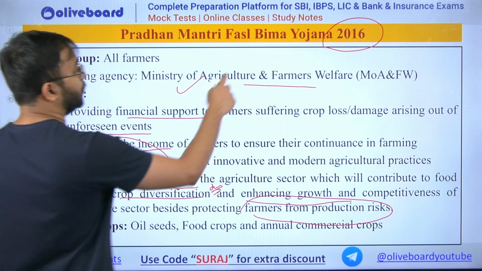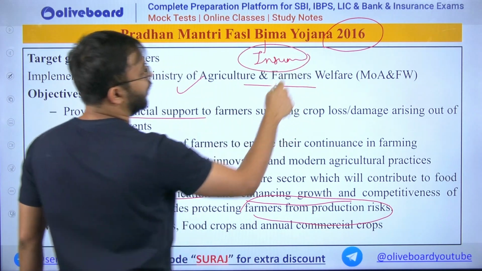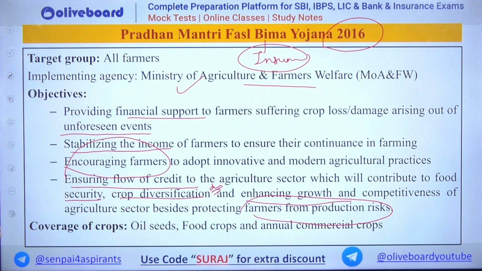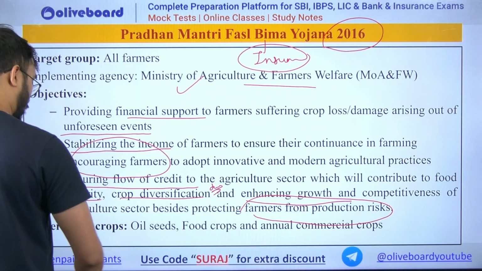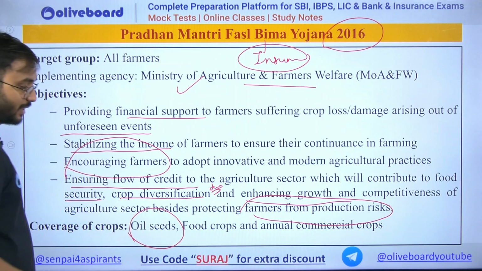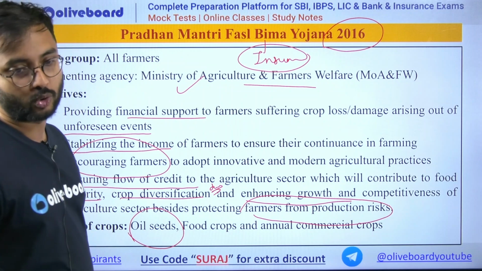Bima means what? Insurance. To give farmers insurance and reduce their risk, because agriculture is dependent on external factors like climate, disaster, etc. Coverage of crops, if you see: oilseeds are there, food crops are there, and annual commercial crops are there under Pradhan Mantri Fasal Bima Yojana.